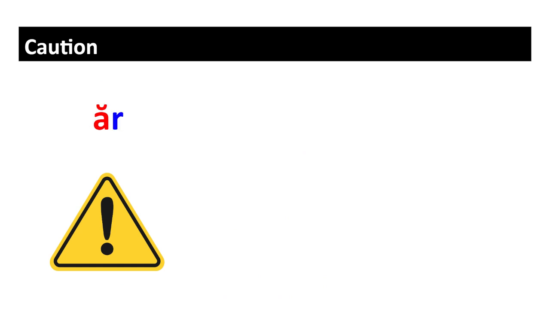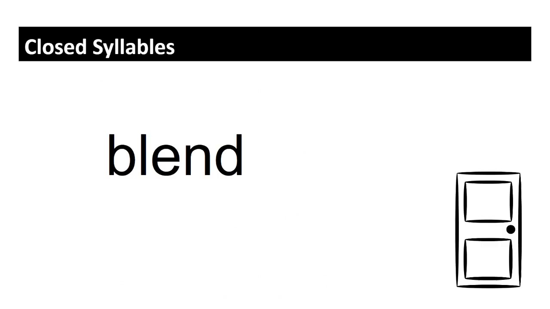Another thing to watch out for is if the consonant following the vowel is an R. This is a different type of syllable that we'll look at in a later video, but the vowel will not be short in a vowel R syllable.